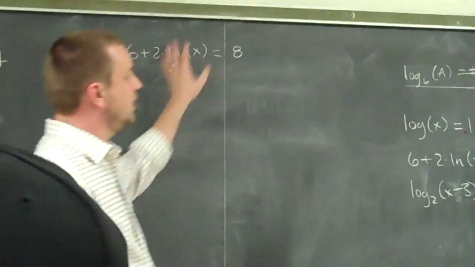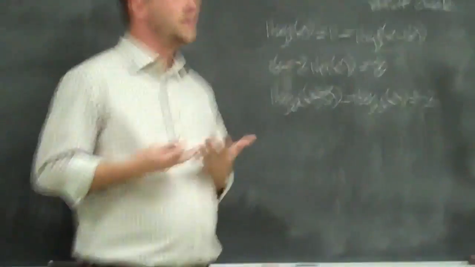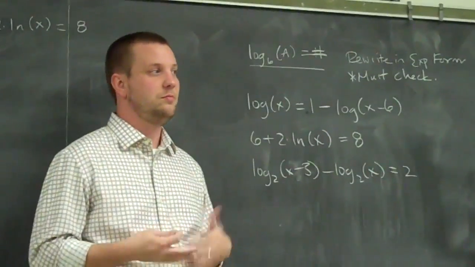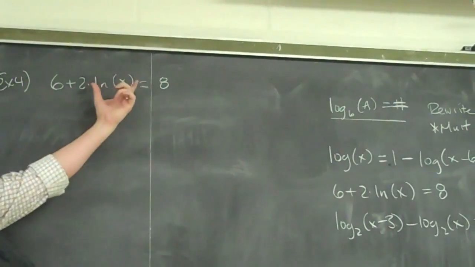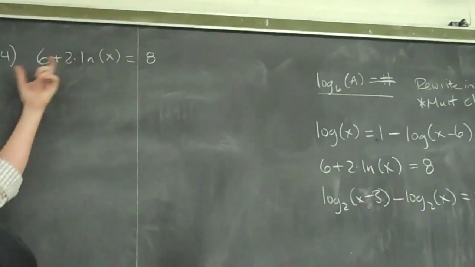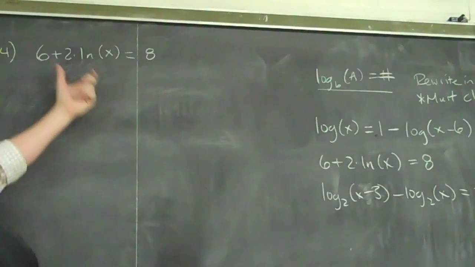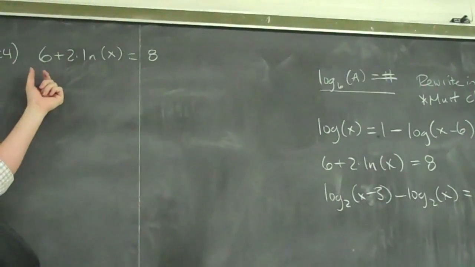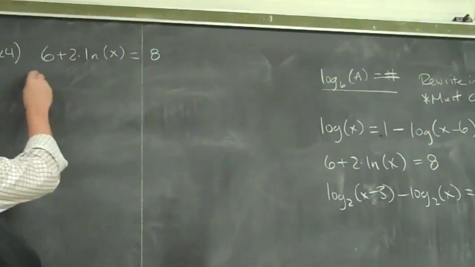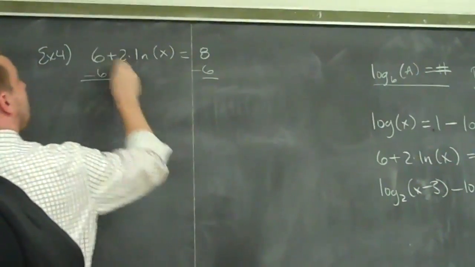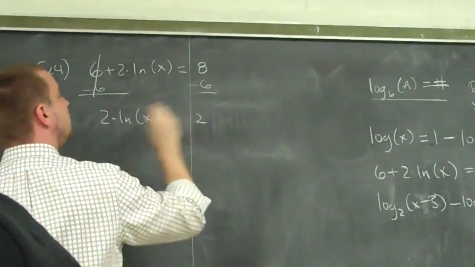If I'm going to get this in log equals number form, then I'm going to have to solve for that log. I'm going to have to get that log by itself through the usual means, right? At the moment, it's not just the natural log of x, it's plus 6 and times 2. And if I'm solving and getting rid of those, the first thing I usually get rid of is adding, right? So how do I get rid of adding 6? I subtract it off. So 2 times the natural log of x equals 2.